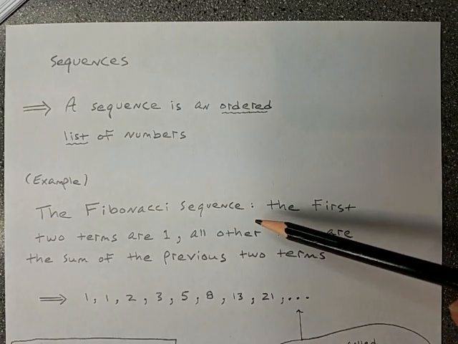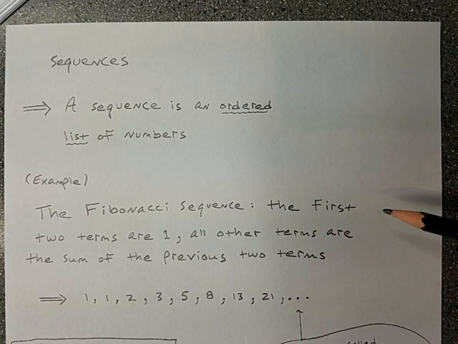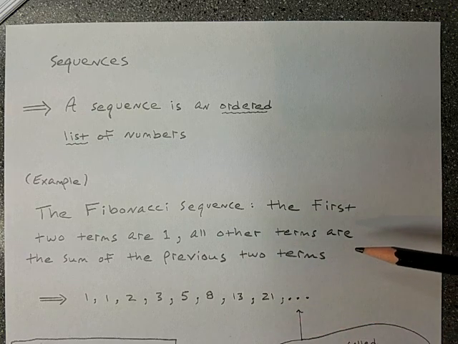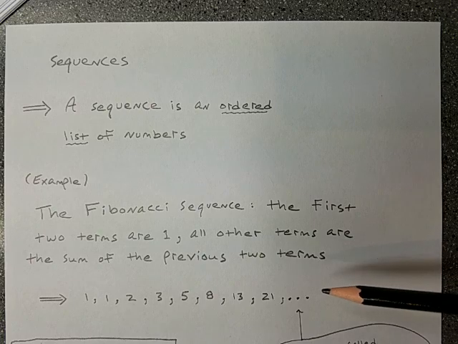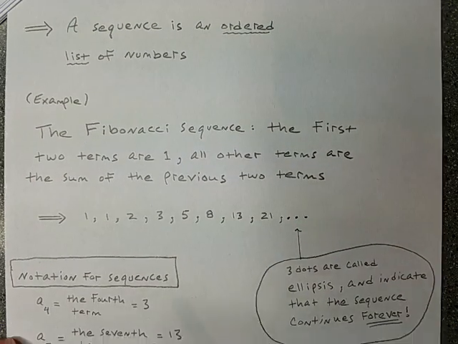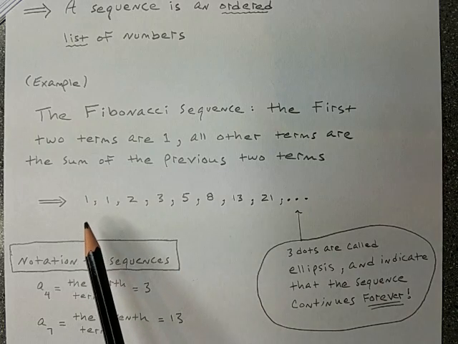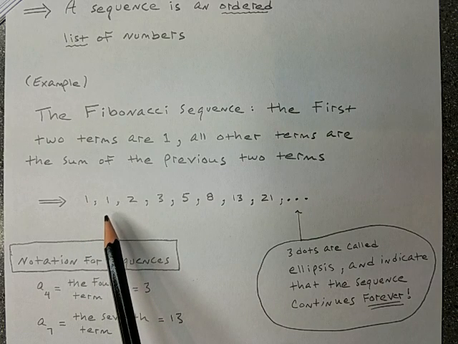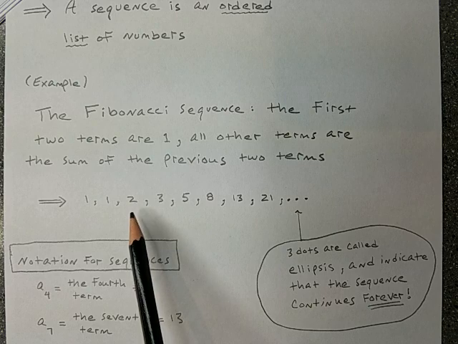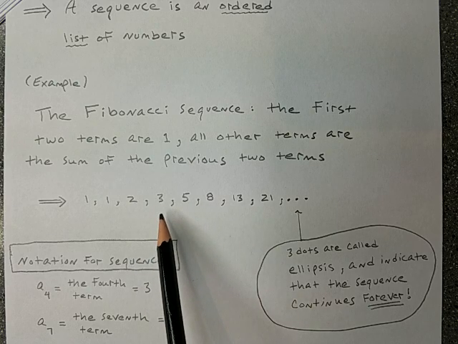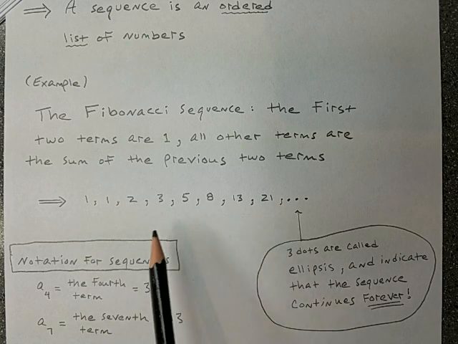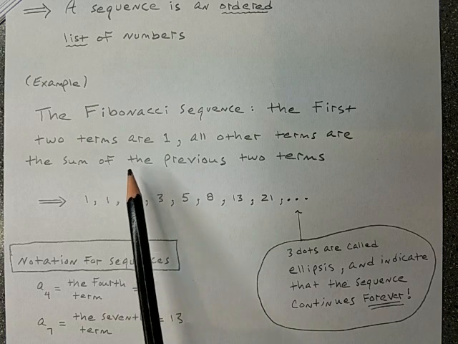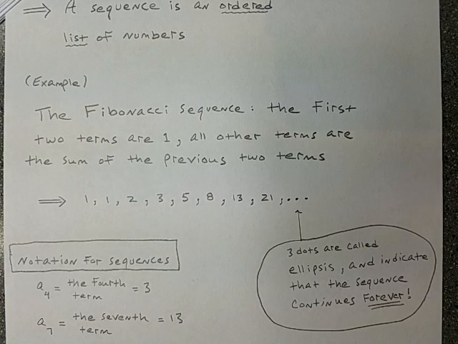The Fibonacci sequence is a well-known sequence. It can be given by description right here. The first two terms are 1, and all other terms are the sum of the previous two terms. And the Fibonacci sequence, by that description, would look like this. The first term is 1, the second term is 1, the third term is 2. And if every other term is the sum of the two terms that came before it, it would look like this, all right?